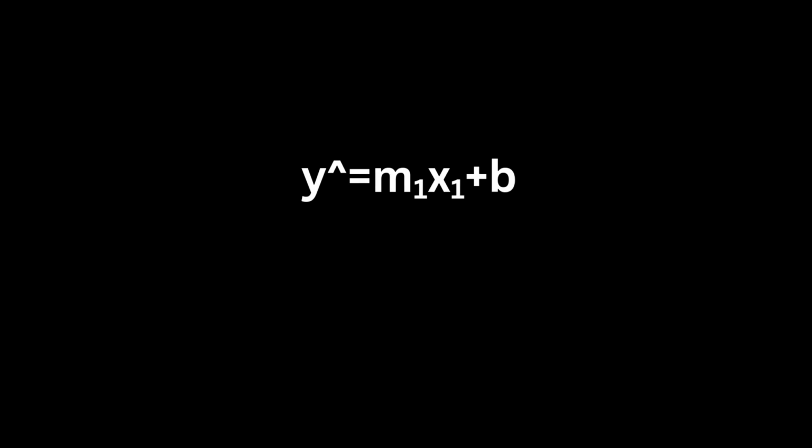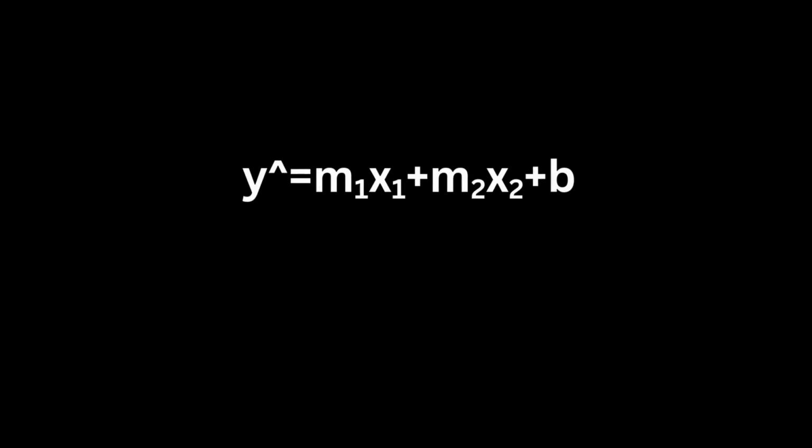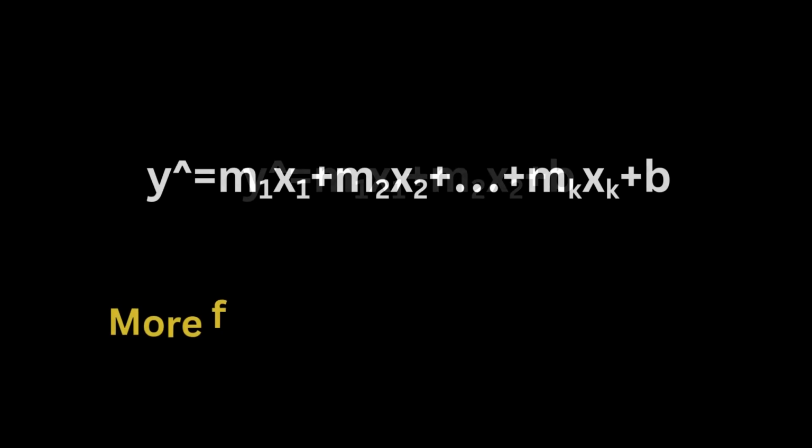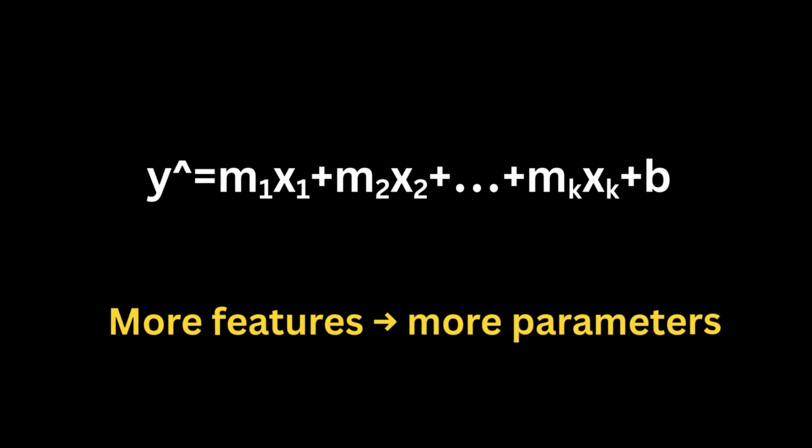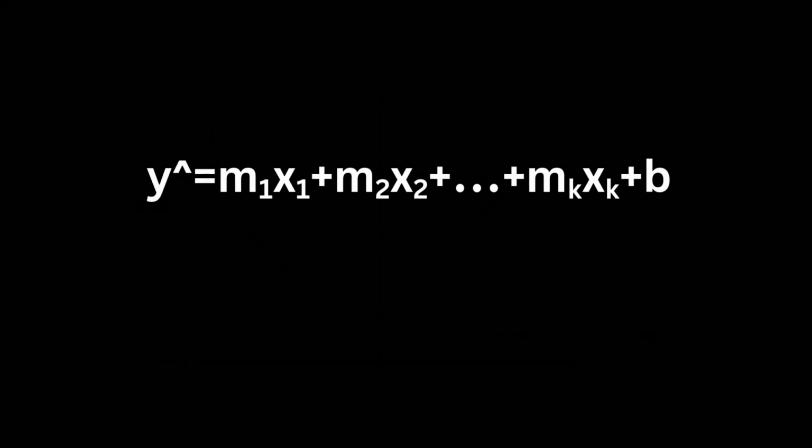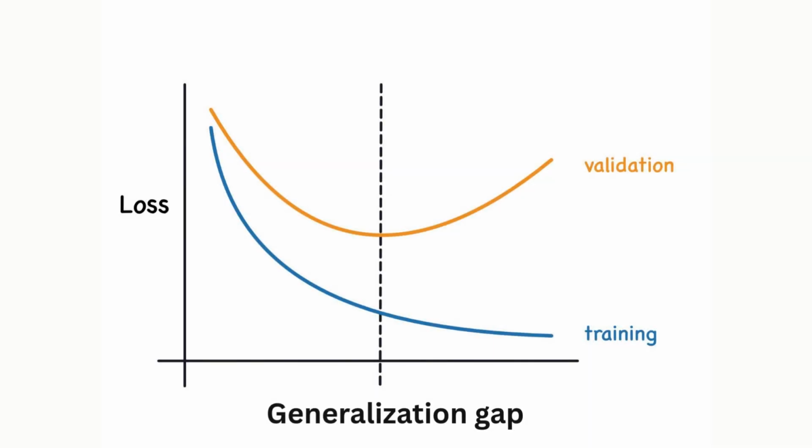Overfitting happens when the model becomes too flexible. Mathematically, that means too many parameters. Every feature adds a weight. Every weight adds a degree of freedom. Here's the key mathematical symptom of overfitting. Training error keeps decreasing, but validation error starts increasing. The model is minimizing loss, but on the wrong data.